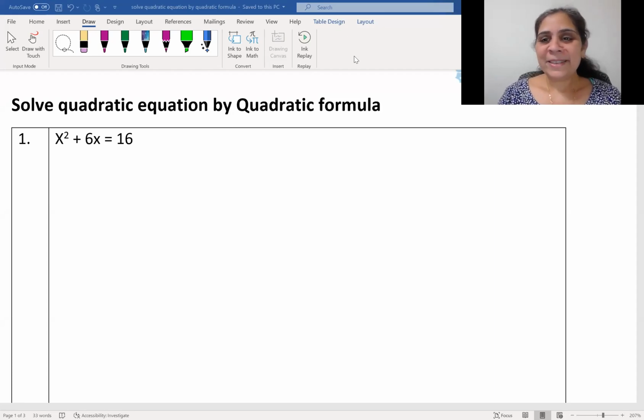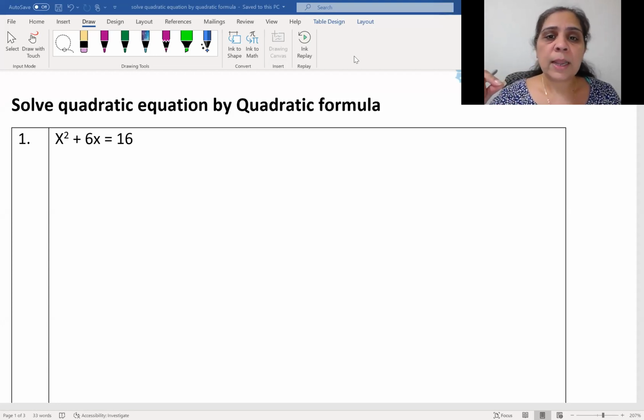Hello everyone. So today we will learn to solve quadratic equations by the quadratic formula with a couple of different examples. This method is very helpful. Sometimes we need to solve an equation but we cannot find any factor. Then how will you solve this equation? You can always use this method. If you can find a factor or if you cannot find a factor, you can always use this method, the quadratic formula.